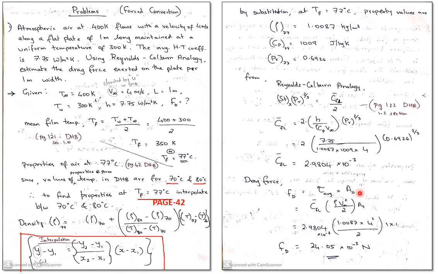What is AS? Surface area. What is surface area? He has given 1 meter long here, so 1 into 1. If you substitute, we get the drag force as 24.05 into 10 raised to minus 3 newtons. So this completes the problem.